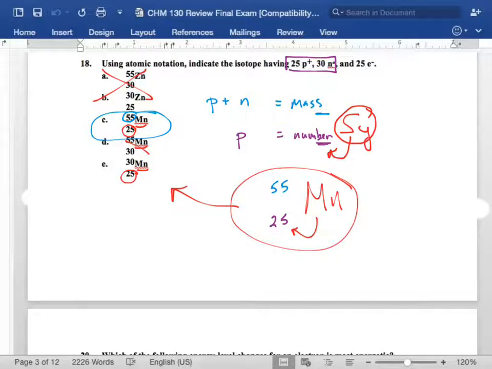What else do they throw in here just to mess with your head? The number of electrons. Remember, this is not atomic notation, this is nuclear notation. I know it's labeled as atomic notation, but it is written for the nucleus. Are there any electrons in the nucleus? No, so I don't care about the electrons. They're only adding them to throw in another number that you could potentially add in to mess with your answer. Make sense?